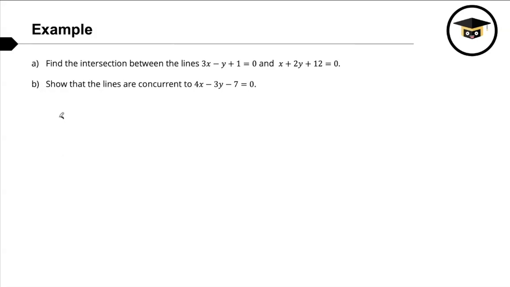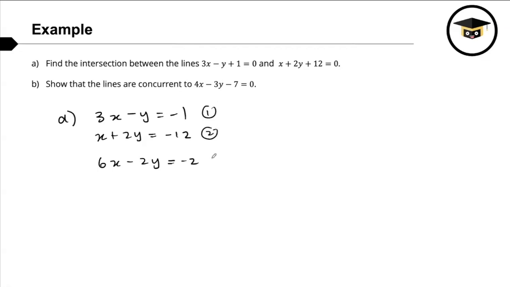For part A, we just use simultaneous equations again. So 3x minus y equals negative 1, and we have x plus 2y equals negative 12. Elimination again, so I'm going to double the top equation. So I get 6x minus 2y equals negative 2. That was equation 1, that was equation 2, and this is equation 3. You can see if I add equation 2 with equation 3, I can cancel out the y's. Now, if simultaneous equations are a bit confusing for you, do check out our videos on that topic. We cover both substitution and elimination.